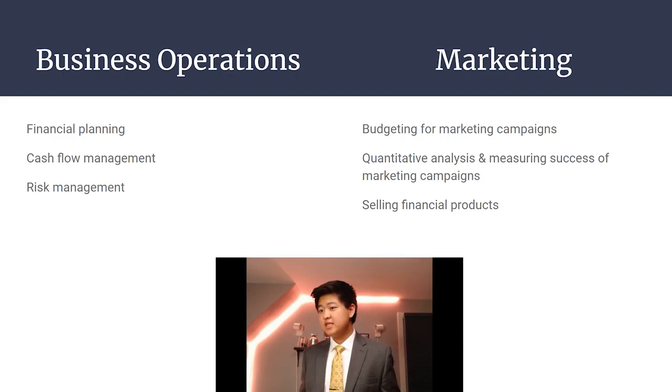We also use finance in marketing, including budgeting for marketing campaigns, like allocating specific financial resources to marketing activities to ensure optimal use of funds to achieve marketing goals efficiently. We also have quantitative analysis and measuring success of marketing campaigns using financial analysis to evaluate the effectiveness and ROI, or return on investment, of these marketing campaigns.